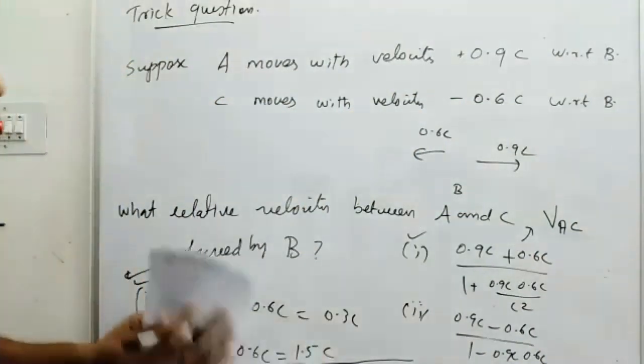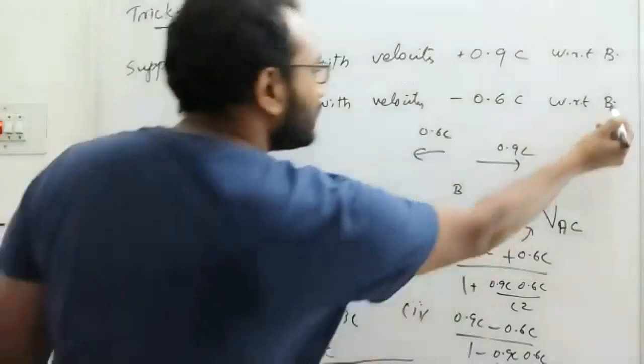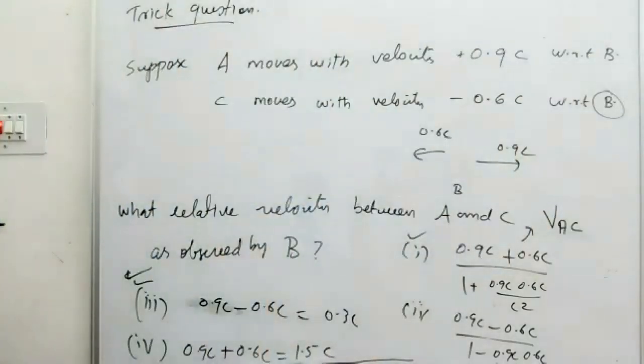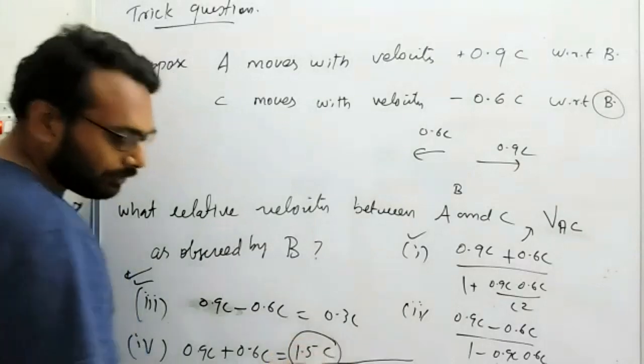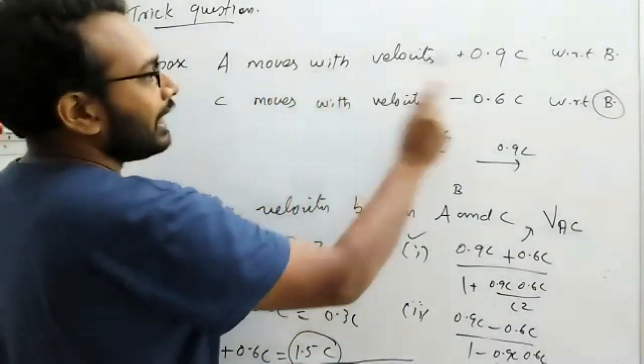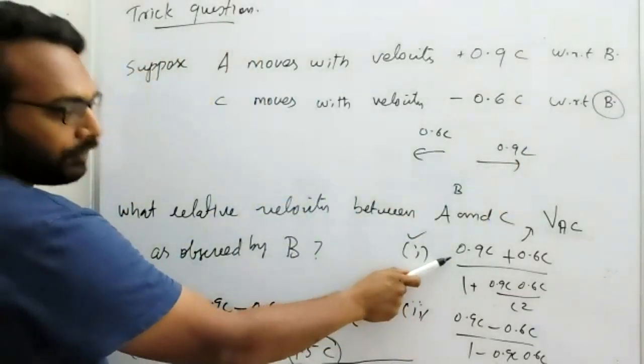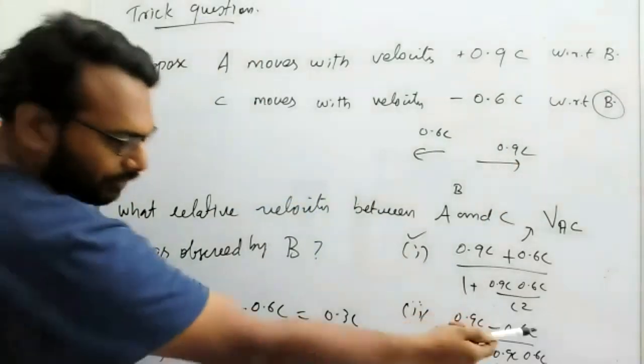But the question is this: what's the relative velocity between A and C as observed by B? That's the question. 1.5 C. Exactly, this is the correct answer. The question is, what's the relative velocity of A and C with respect to B? This is the velocity of A with respect to C. This is some wrong answer.